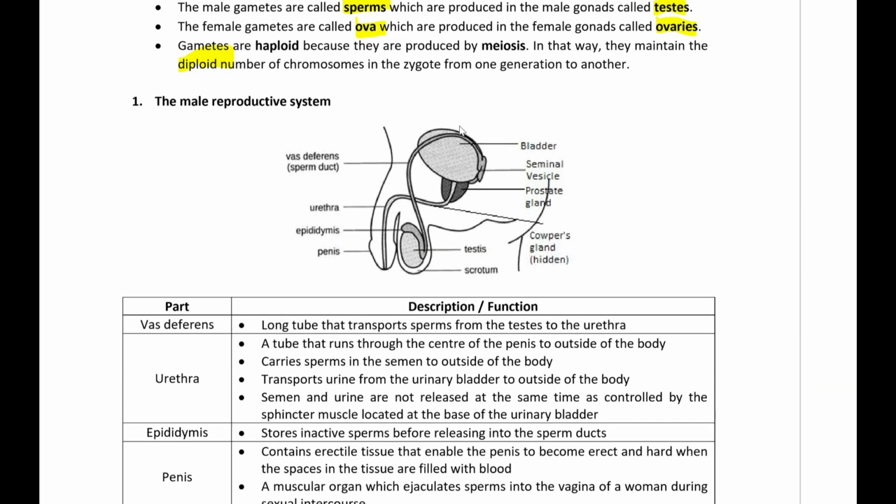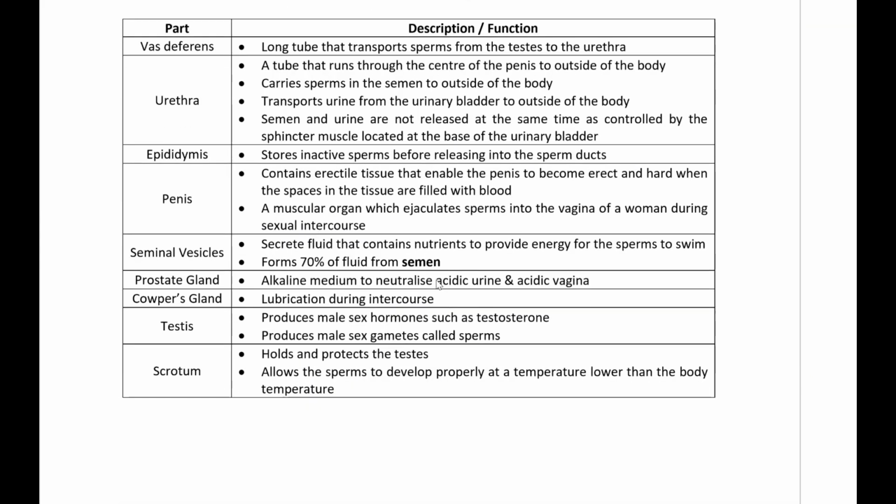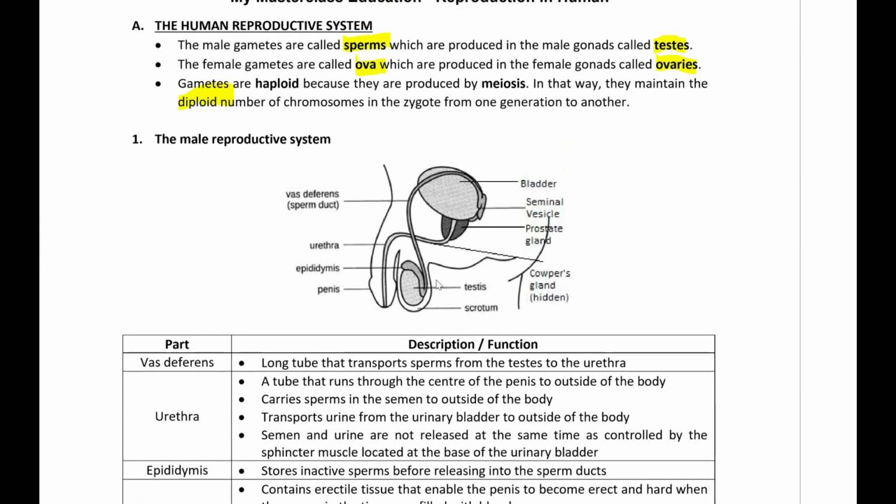Here we have the side view of the male reproductive organ. Starting from the bottom, it's all written at the bottom over here. The scrotum is the skin that holds the testes, and it is outside of the body. The reason is that sperm production is ideally slightly below 37 degrees Celsius, which is the human body temperature. Sperm production takes place inside the testes, which is supported by the skin, the scrotum.